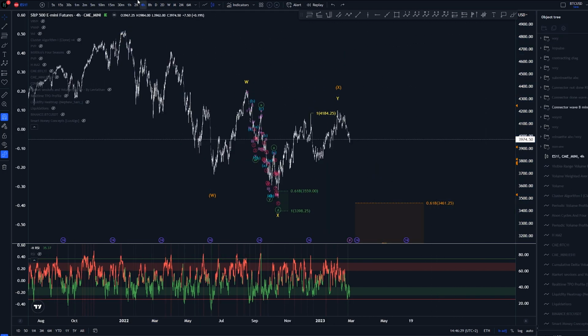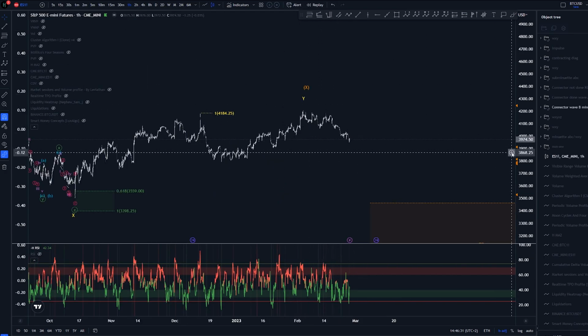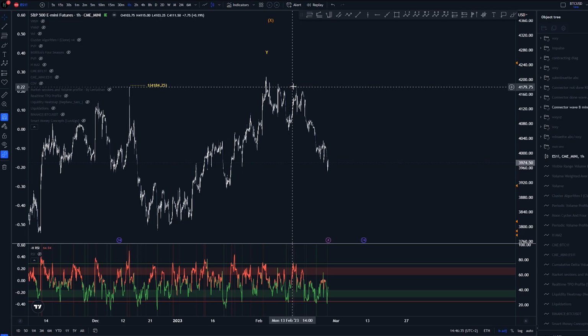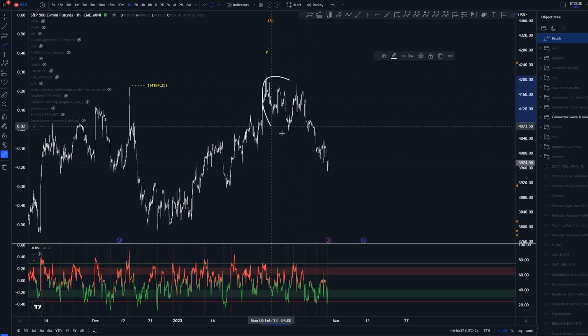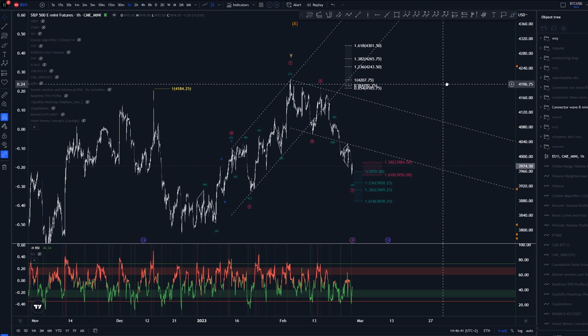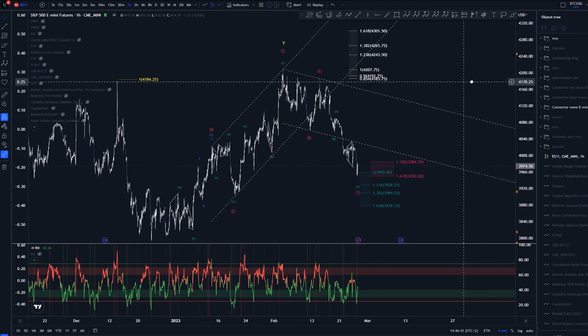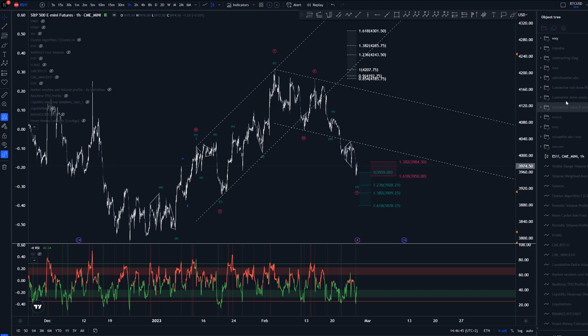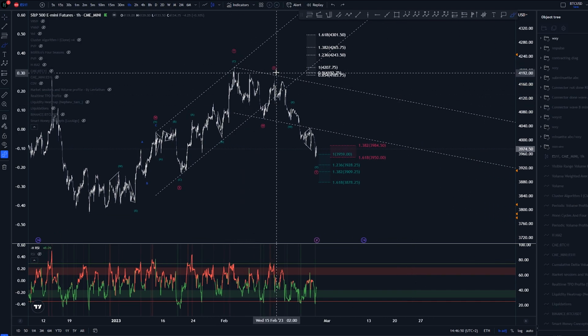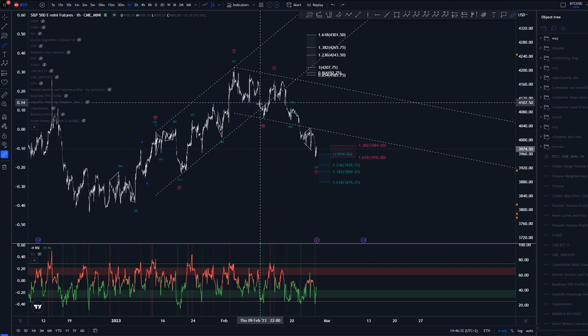But again, we still have that possibility of this whole thing being a corrective structure based on how overlapping we have it here. Again, this can be a part of a nesting structure that we had on that impulsive wave count, but again, also it has the possibility of being this corrective structure. Now, at this point again, we can be labeling this in 3. The issue that we have with this way of labeling is this structure over here.